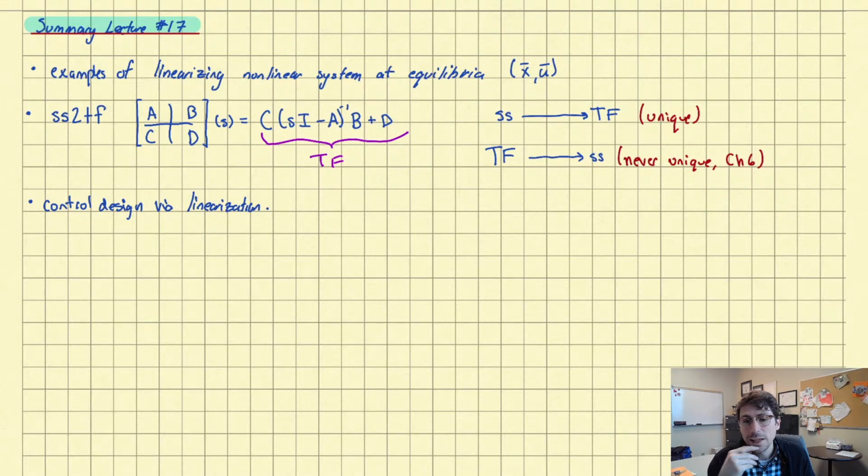Okay. And then the last thing we did, okay, why were we doing all this linearization? At the end of the day, it was to then design controllers. And so we were doing control design via linearization. And that's where we left off. And I was in the middle of an example when we stopped. And so I'm going to remind you about that example and then continue.